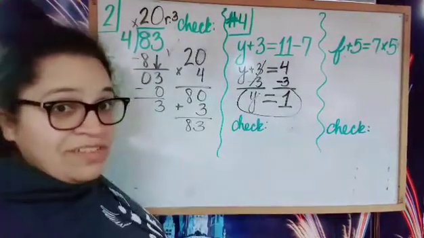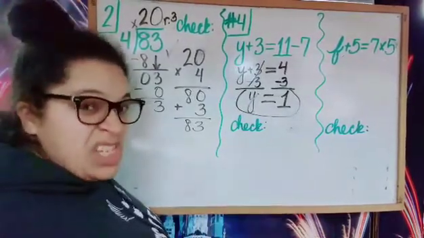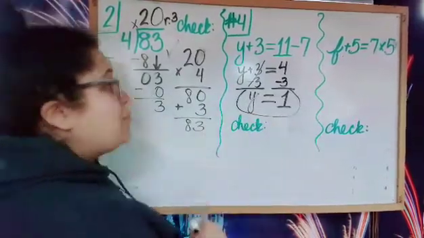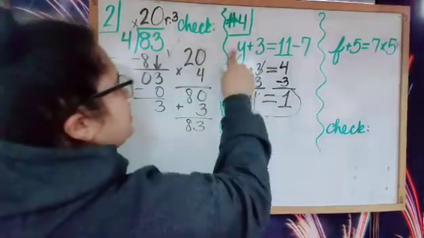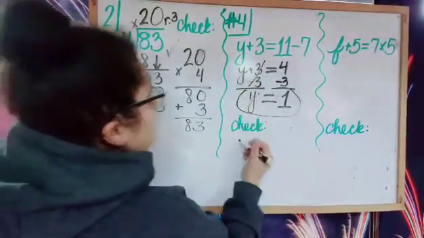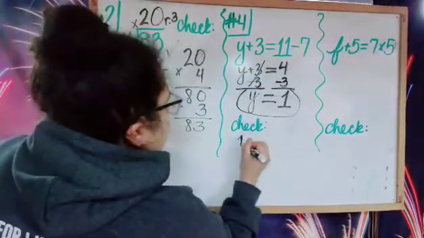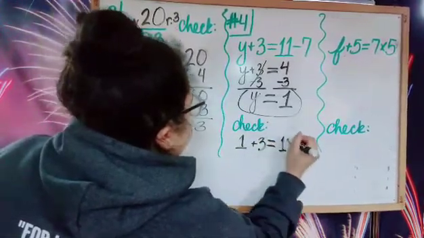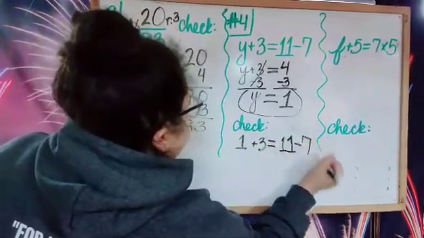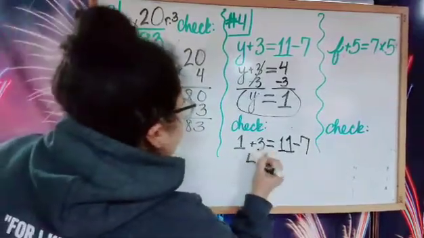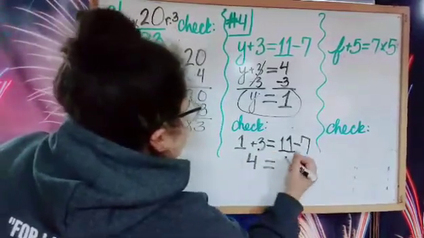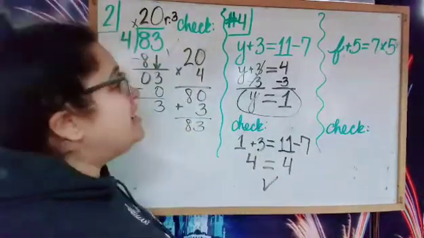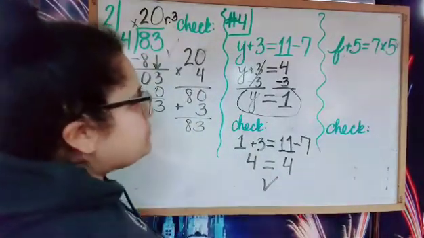All right, now we have to check. So the way you check one of these is you're going to substitute 1 in for y. You're going to go ahead and plop 1 in y's spot in the original equation. So let's copy this original equation down here, but instead of y, I'm going to put 1. 1 plus 3 equals 11 minus 7. And solve. 1 plus 3 is 4. 11 minus 7 is 4. They match. So y equals 1. Good job.